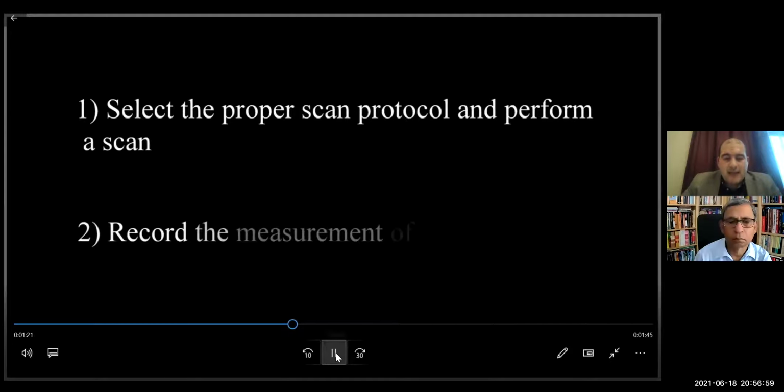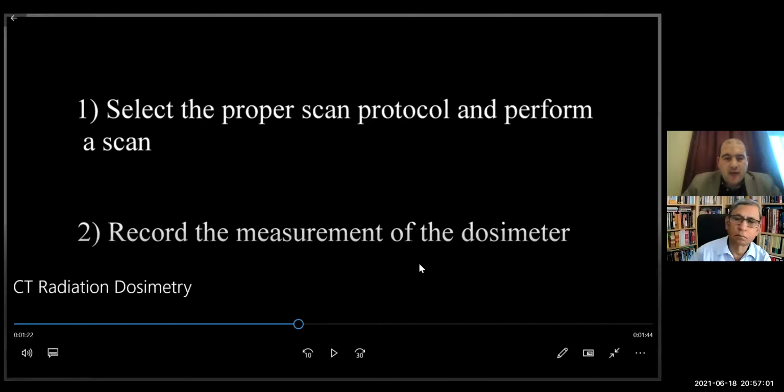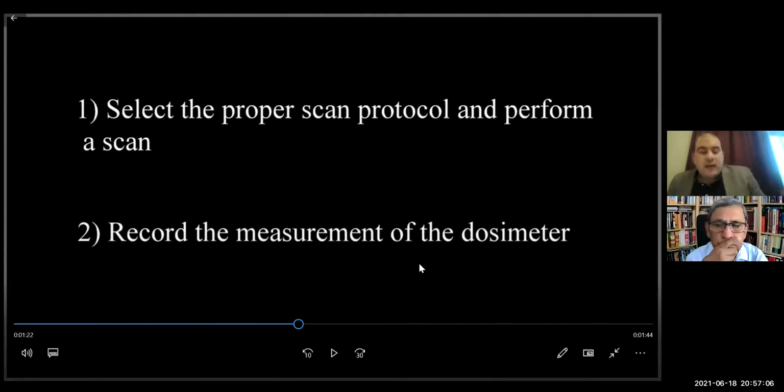And you can select the proper scan protocol we are using. For example, if you are using a protocol normally used for CT abdomen, you have to select the same protocol, or if you are using a CT protocol for head, you have to select the same protocol. This is the head phantom, 16 centimeters, so you have to select the same parameters, the same parameters you are using during the helical scan for CT brain. And for abdomen, you have to select the same protocol.